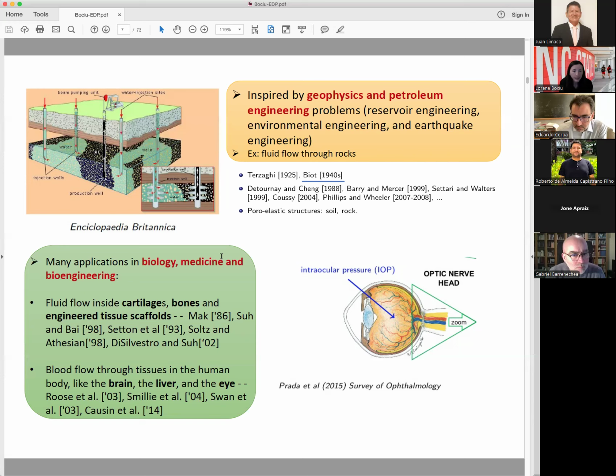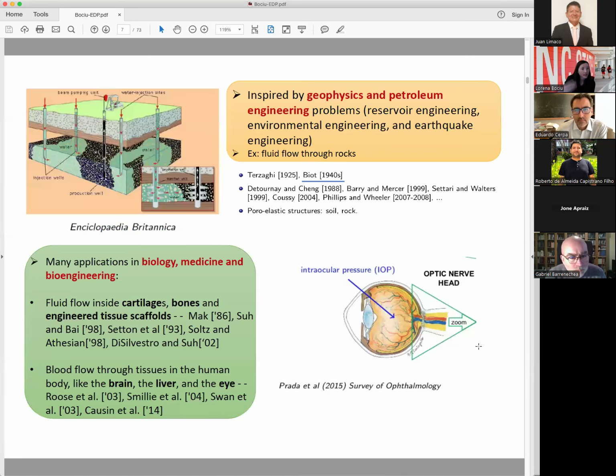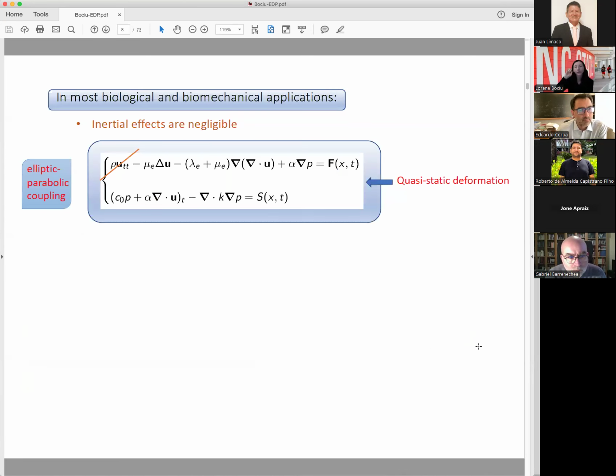But more recently, there are many applications coming from biology, medicine, and bioengineering that require the use of these systems, because we have fluid flows inside cartilages, bones, and engineered tissue scaffolds, as well as blood flow through tissues in our human body, like the brain, the liver, and the eye, which I included a picture of here on the right, because this is what motivated our work, and I will tell you more about it in a couple of slides.